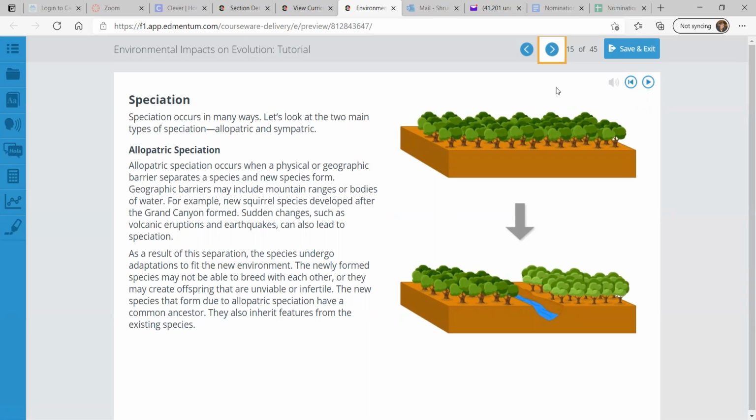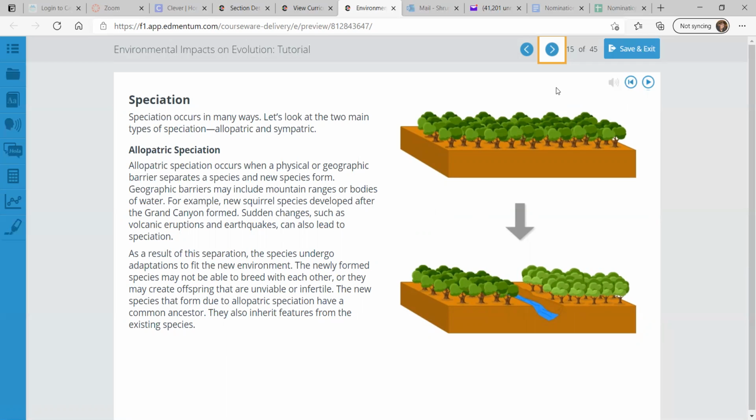Now, speciation occurs in many ways. So we're going to look at the two main types, allopatric and sympatric. Allopatric speciation occurs when a physical or geographical barrier separates a species and a new species forms. Geographic barriers may include mountain ranges, bodies of water, and for example, new squirrel species developed after the Grand Canyon formed. Sudden changes such as volcanic eruptions and earthquakes can also lead to speciation.